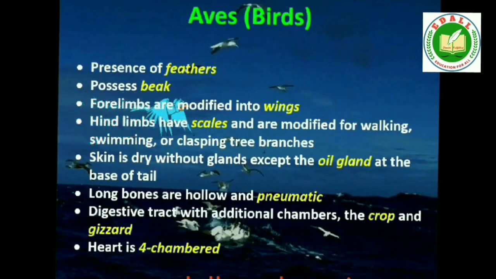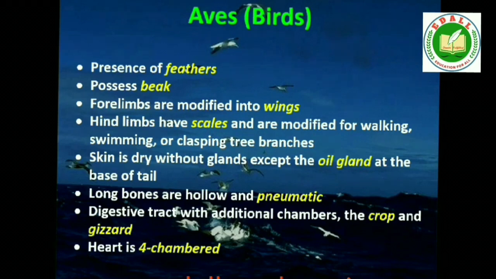Sixth is class Aves. The characteristic features of Aves, birds, are the presence of feathers and most of them can fly except flightless birds, for example, ostrich. They possess beak. The forelimbs are modified into wings. The hind limbs generally have scales and are modified for walking, swimming or clasping the tree branches. Skin is dry without glands except the oil gland at the base of the tail. Endoskeleton is fully ossified, bony, and the long bones are hollow with their cavities, pneumatic.